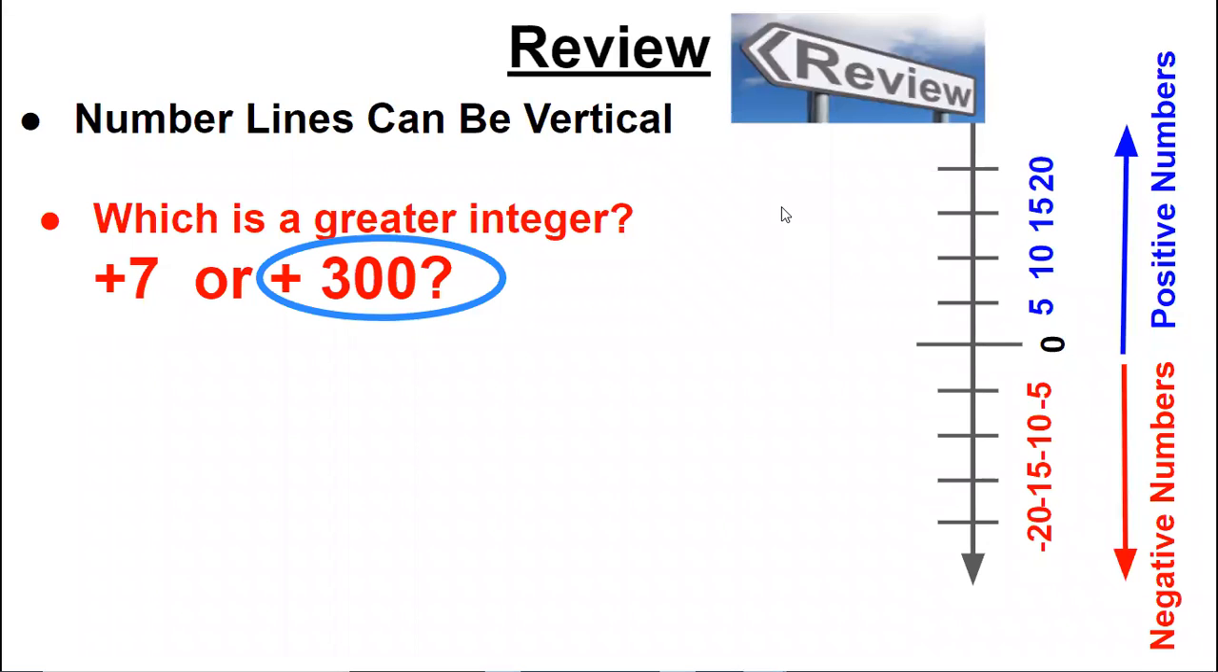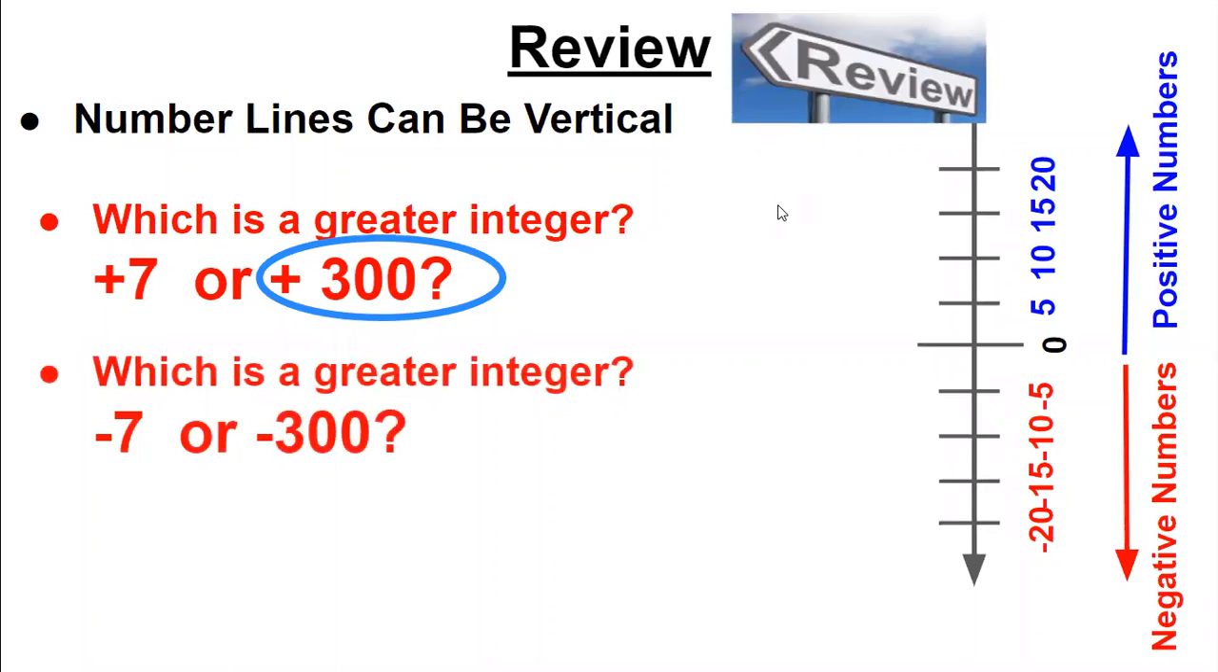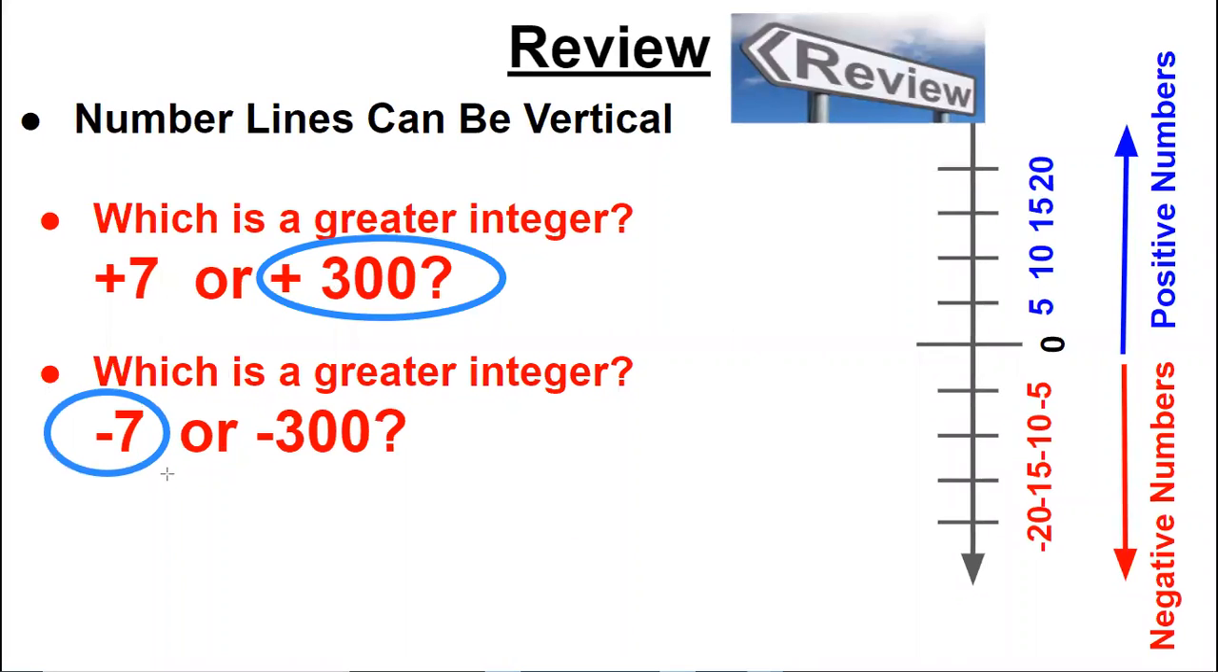What about when you get to negative integers? Then it gets a little bit trickier. Which is a greater integer, negative 7 or negative 300? In this case, we're talking negative numbers, so we want the number that's closest to 0. That's the bigger number. So did you say negative 7? Negative 7 is much closer to 0 than negative 300, which is way, way, way down here. So far down, I can't even show it on the screen, right? So negative 7 is the bigger number.